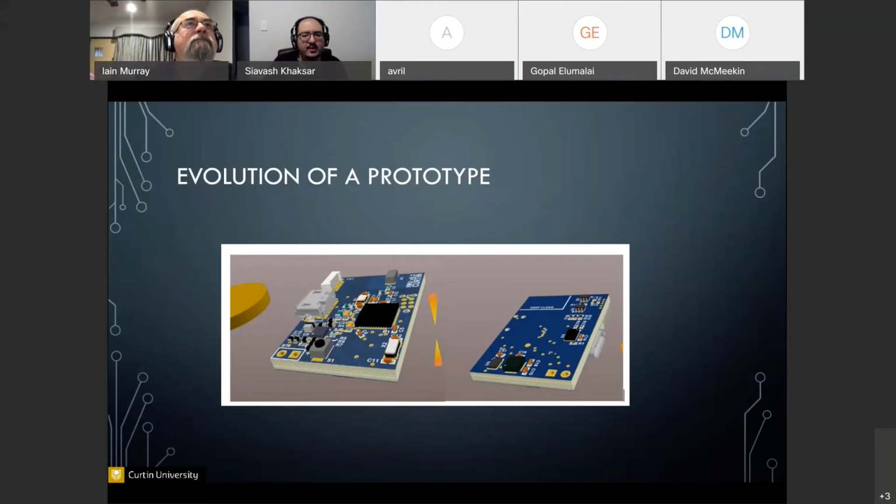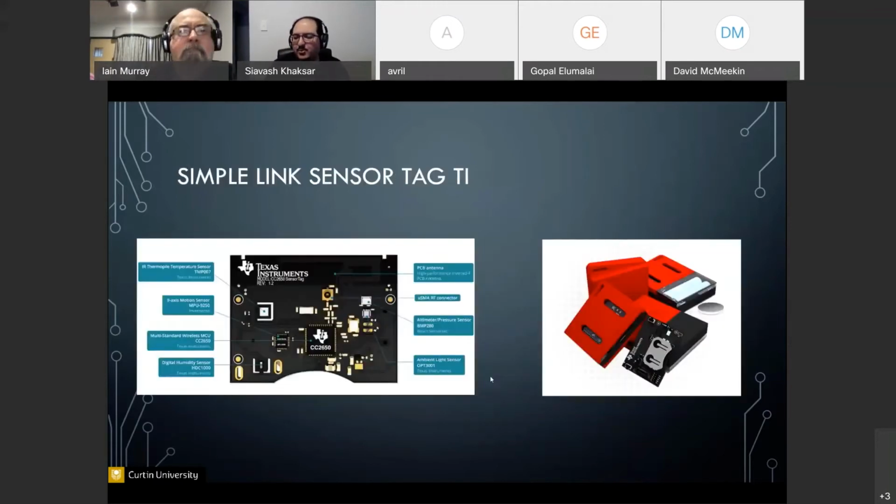All right. Now, another approach to designing IoT devices and embedded systems is going with some of the open hardware, open software kind of devices that are out there. I'll give you a couple of examples of these.